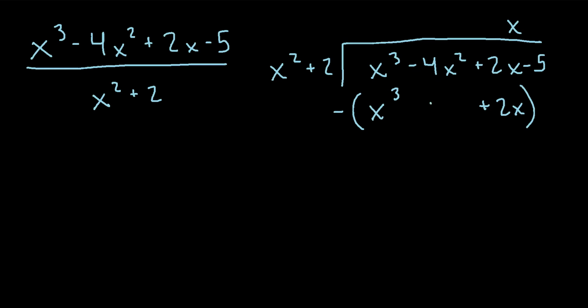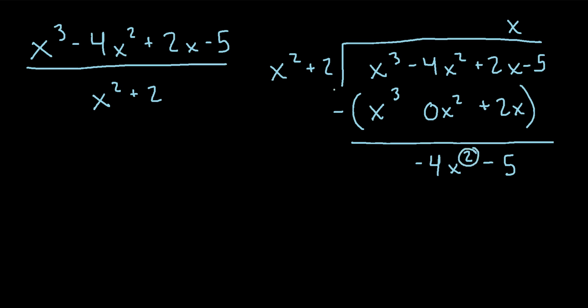Now here we can imagine there's a 0x squared. So we can do negative 4x squared minus 0x squared, or minus nothing. That would still just leave us with negative 4x squared. And then we have 2x squared minus 2x squared, so that's nothing. And then we have negative 5 minus nothing as well. If we wanted to, we could have written a plus 0 right here. So we just bring down that negative 5.